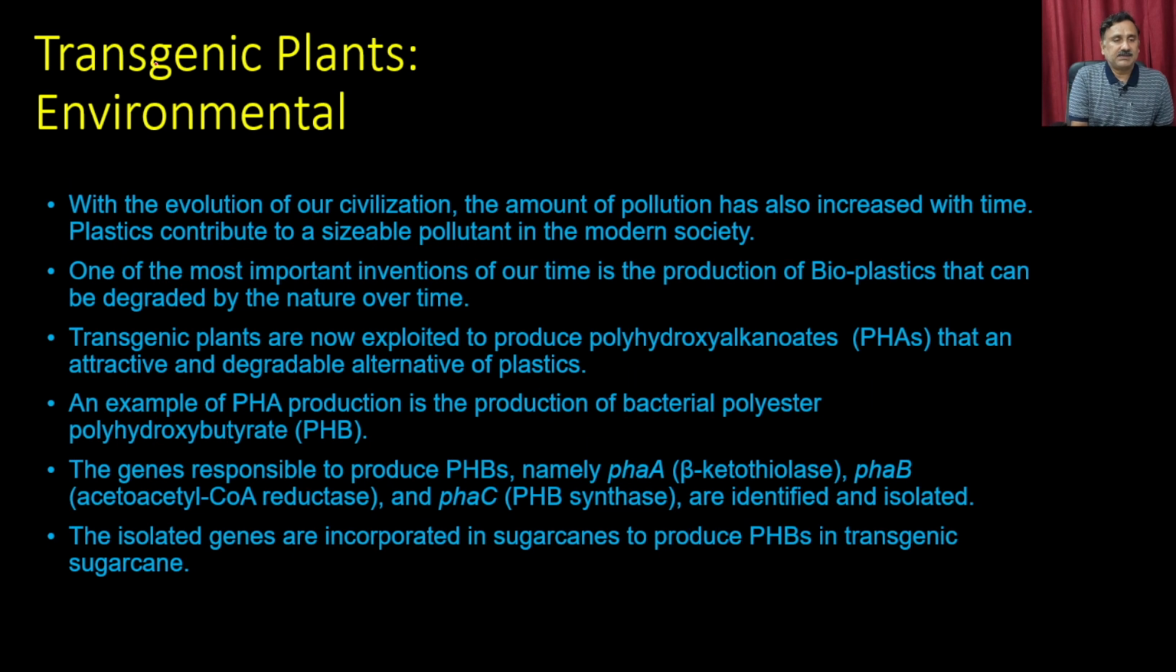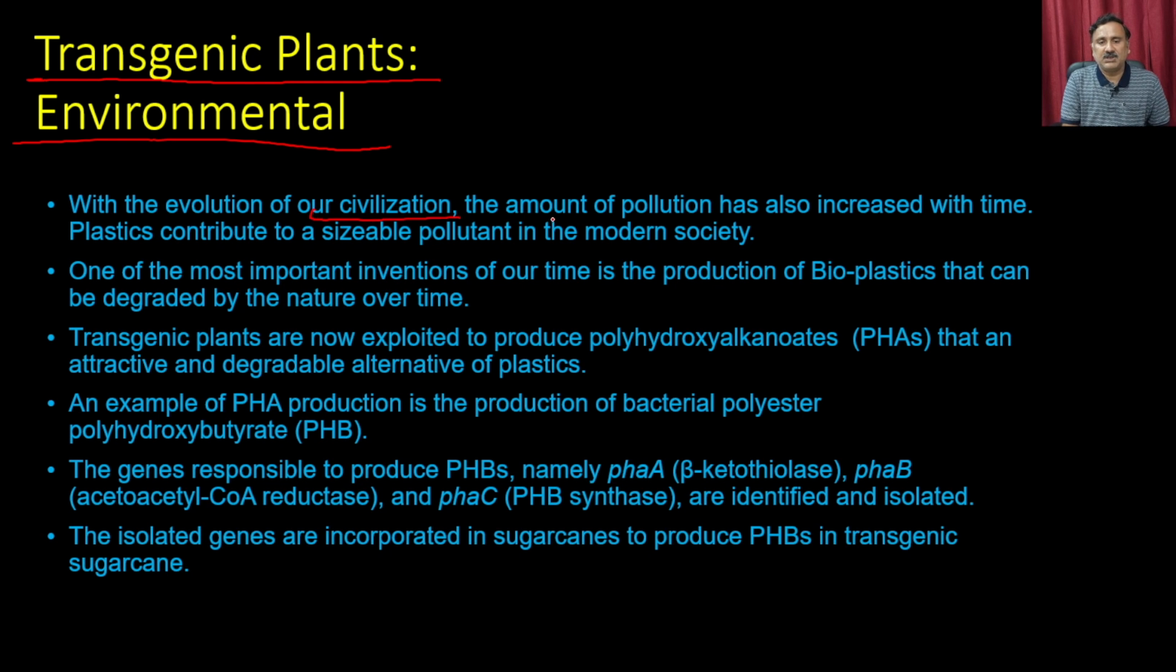Then the transgenic plants can also be used in taking care of environmental issues. Remember that plants are going to be used not only for managing the different types of environmental byproducts which are being produced by animals or from industry, they are also being used for the sensing of environmental things. So, with the evolution of civilization, the amount of pollution has also increased with time. Plastics contribute to a sizable pollutant in modern society. One of the most common inventions of our time is the production of bioplastics that can be degraded by nature over time.